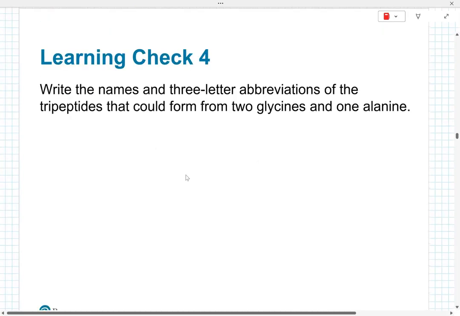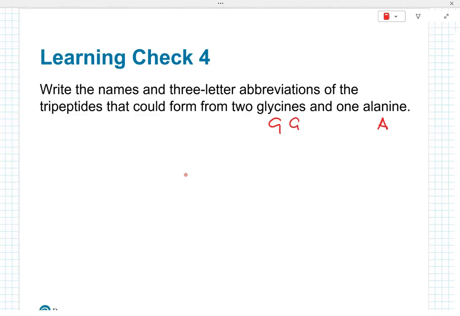Okay, names. We're not going to do 3-letter. Glycine is G, alanine is A. So we have 2 glycines and 1 alanine: GGA, AGG. Why is it different? Is that your question? They ask for names and 3-letter abbreviations of the tripeptides. I just don't want to do 3-letter abbreviations. I want to do 1 letter. It's shorter. Does that make sense?